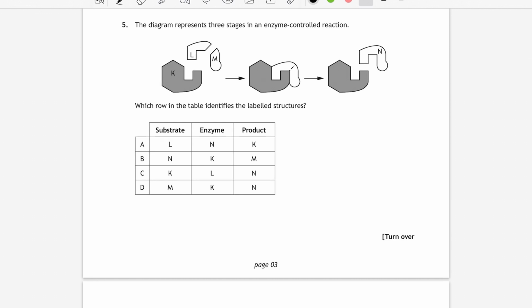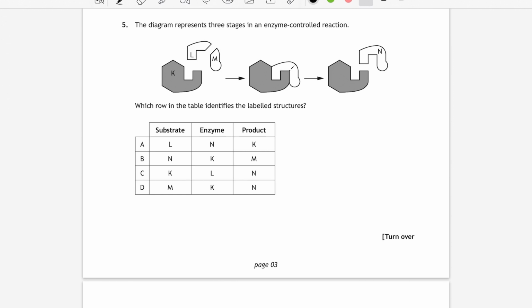Question 5, the diagram represents 3 stages in an enzyme-controlled reaction. Which row on the table identifies the labelled structures? Again, feel free to pause the video and have a go. Okay, the first thing I do on a question like this is I would actually tackle what all these things are in the diagram without actually looking at the table first.